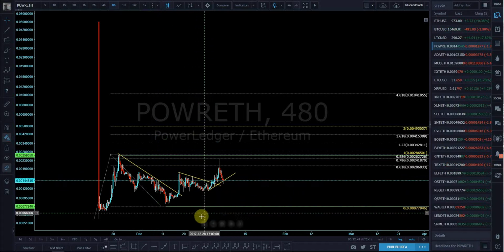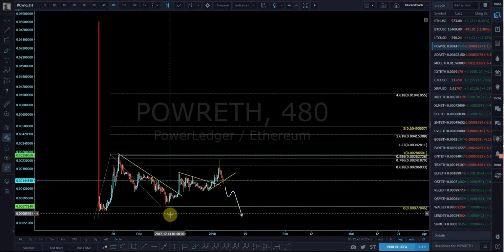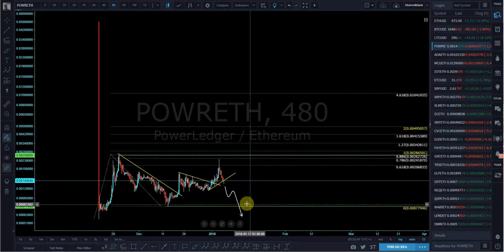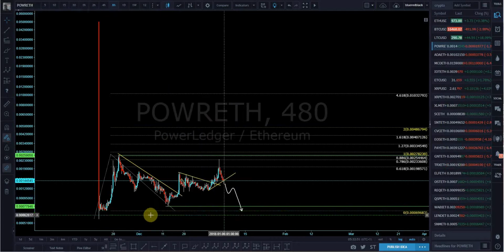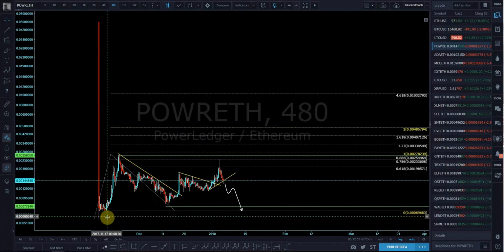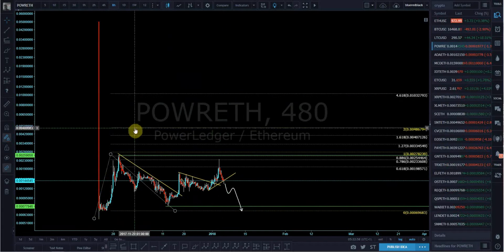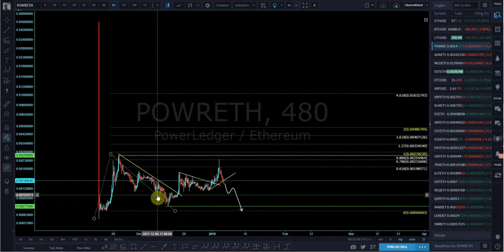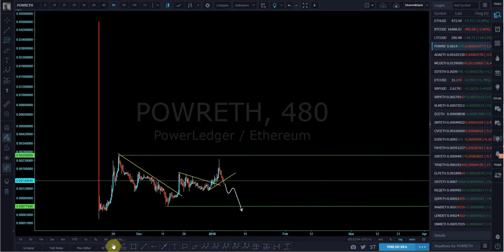If this comes down lower, let's say Power Ledger does come down to here but doesn't break the low, say it gets really close to it, you're going to want to move your extension to the lowest point. So you start at the low, go to the high, go back to the low, and then you'll get your Fibonacci extension. This one isn't really the best to do the retracement on, but I'll show you on a couple different ones.